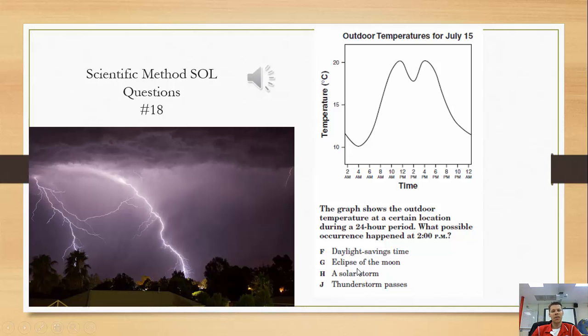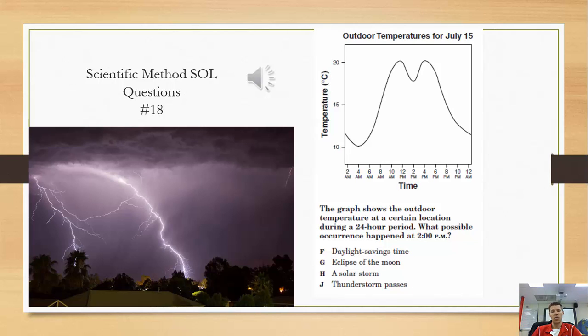Now, sometimes kids pick this because they get confused between an eclipse of the moon and an eclipse of the sun. I understand what you're thinking, that if there was an eclipse of the sun and the sun was blocked out, that all of a sudden the temperature would drop. But first of all, that's not what this is. An eclipse of the moon is when the moon gets blocked out by the Earth's shadow, which would have nothing to do with the temperature on the Earth.